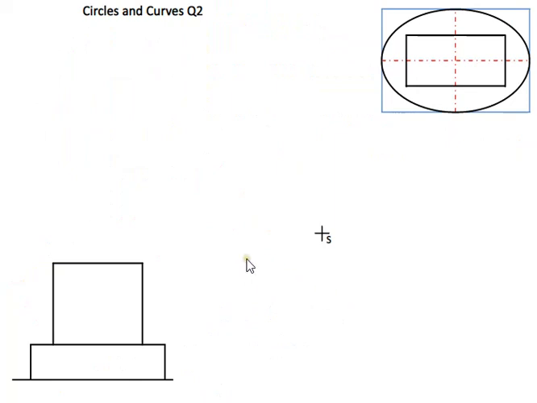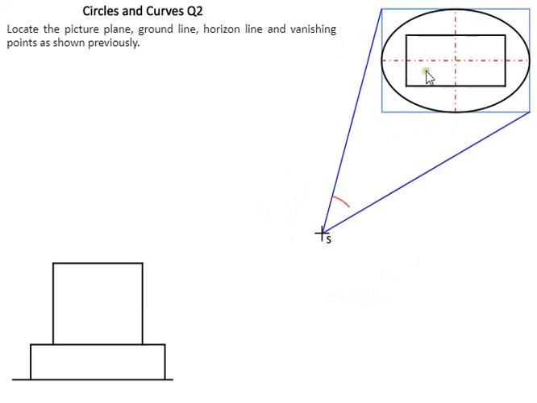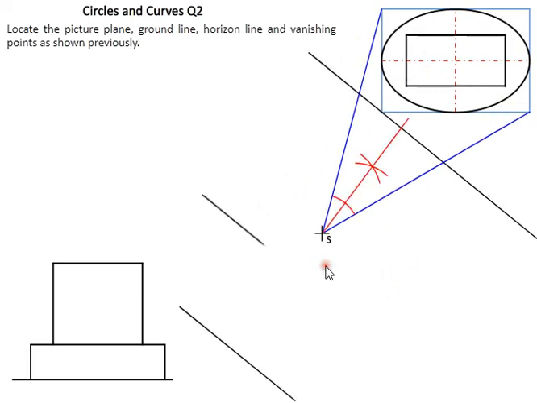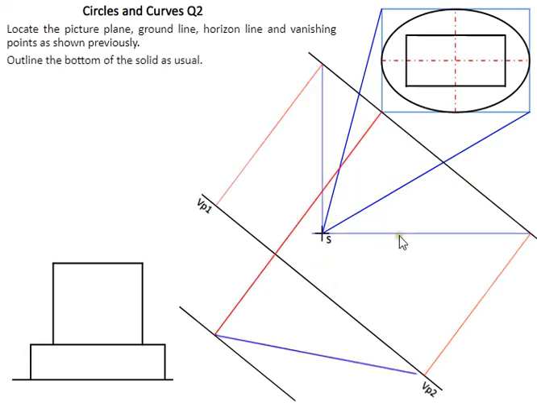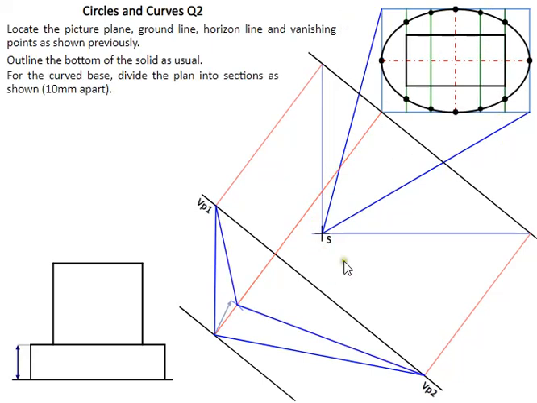Now this is a second curve, but in this case the base is elliptical. Again we start off with our plan, spectator, picture plane, ground line, horizon line, and here we're going to set up this imaginary blue box around the object. Mark off our height on that imaginary blue box, and in this case we're taking slices. So we're taking green lines acting as slices, creating all these slices, and these slices give us points on the ellipse itself.